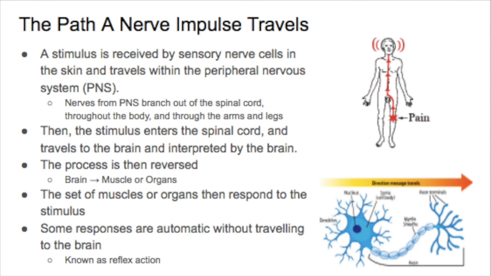The nerves from the peripheral nervous system branch out of the spinal cord throughout the body and through the arms and legs, which can be seen in the image here, in which the pain is felt in the legs. Then the stimulus enters the spinal cord and travels to the brain, interpreted by the brain. The process is then reversed, in which a response from the brain travels along another set of motor neurons to muscles or organs. The set of muscles or organs then respond to the stimulus.